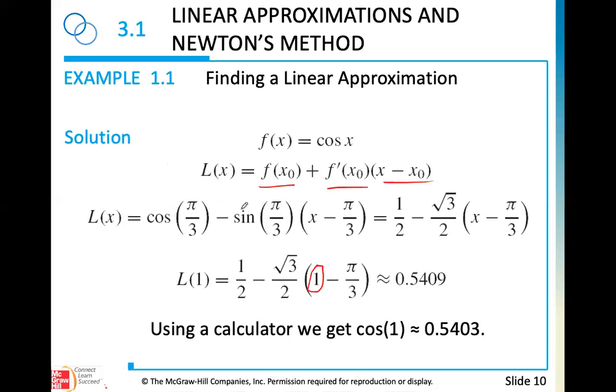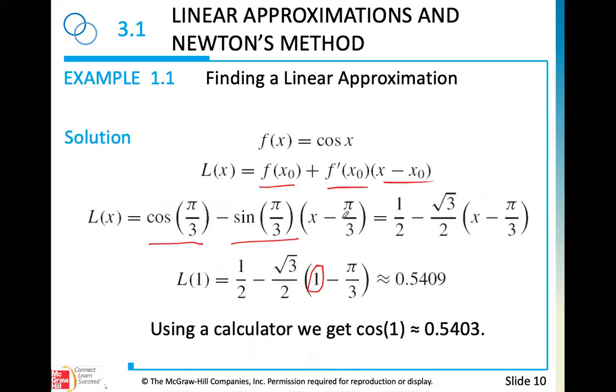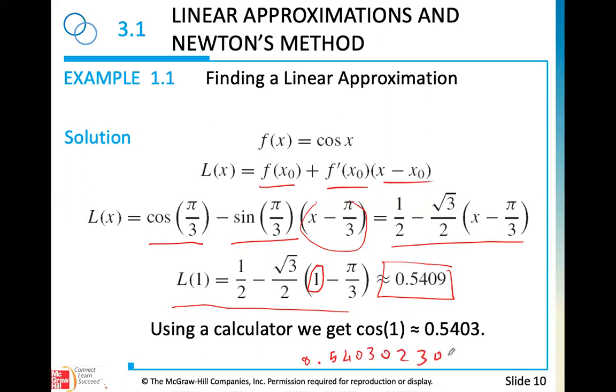So all the calculations: cosine of pi over 3, negative sine of pi over 3, and then x minus pi over 3. When I put everything in, I got the final result as 0.5409. So when I use the calculator, for example, what am I going to get? Let me try. Cosine of 1 is equal to, let me read to you from the calculator, 0.5403023059.